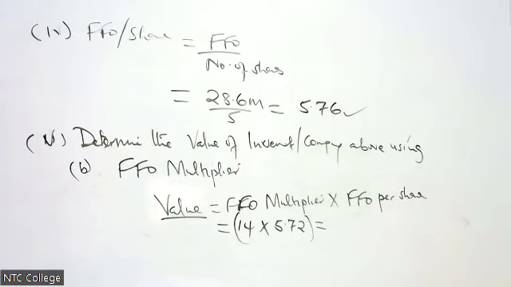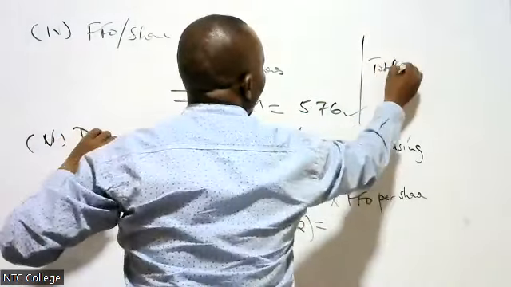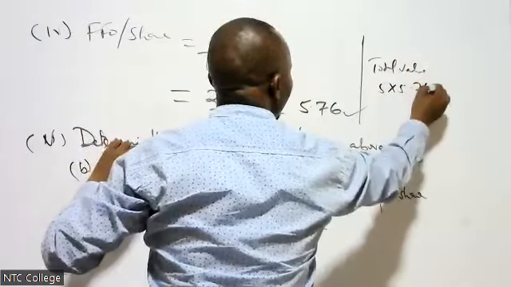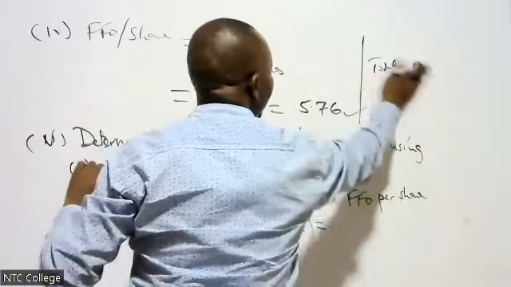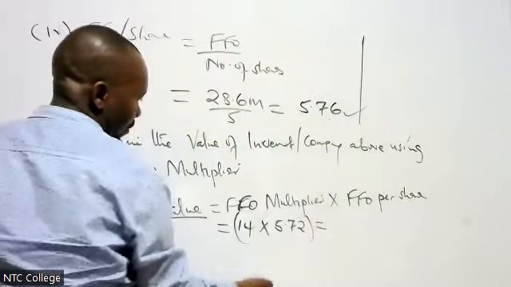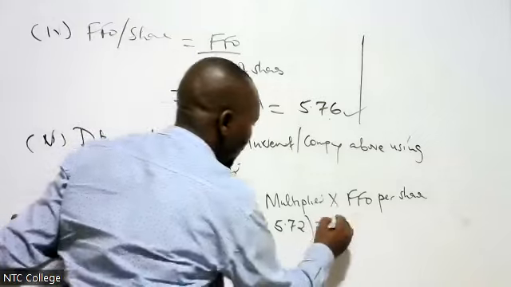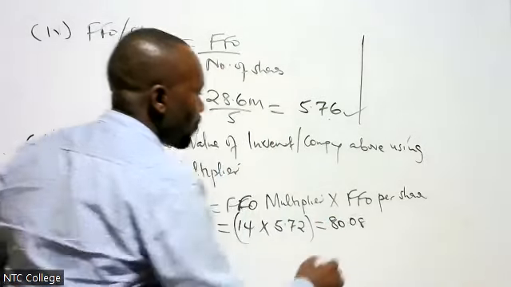You can now get the total value of the company. Kama hapo unaweza pata total value. Total value is now 5 times 5.76. No, this is not the one that we calculated. This is FFO per share. So just get to the figure here. Unapata 80.08. This one is per share.